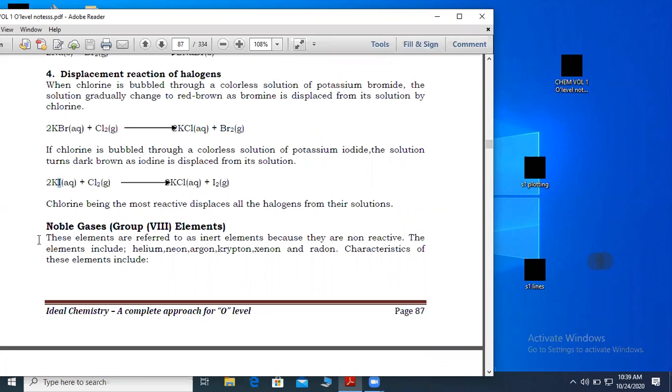You remember what we said about displacement reactions. Then the noble gases, which are in group 8, are stable so they don't react, because they have 8 electrons in the outermost energy level, and we say their outermost energy level is completely filled with electrons. That's the reason why they don't react.